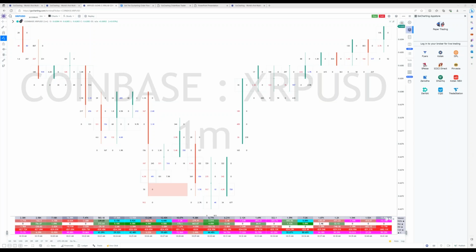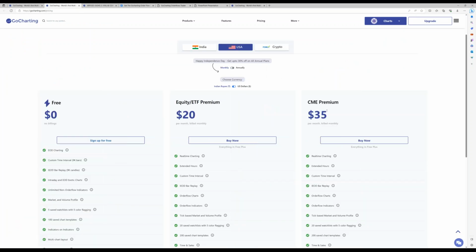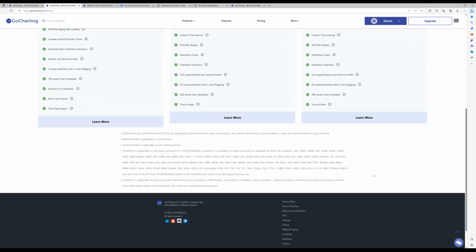Okay, one thing to note right now, right? You can see the data plans here. Right now they only offer CME data. It's not CME Group, right, which is CME, CBOT, NYMEX, COMEX. Right now it's the CME and it's the main contracts.